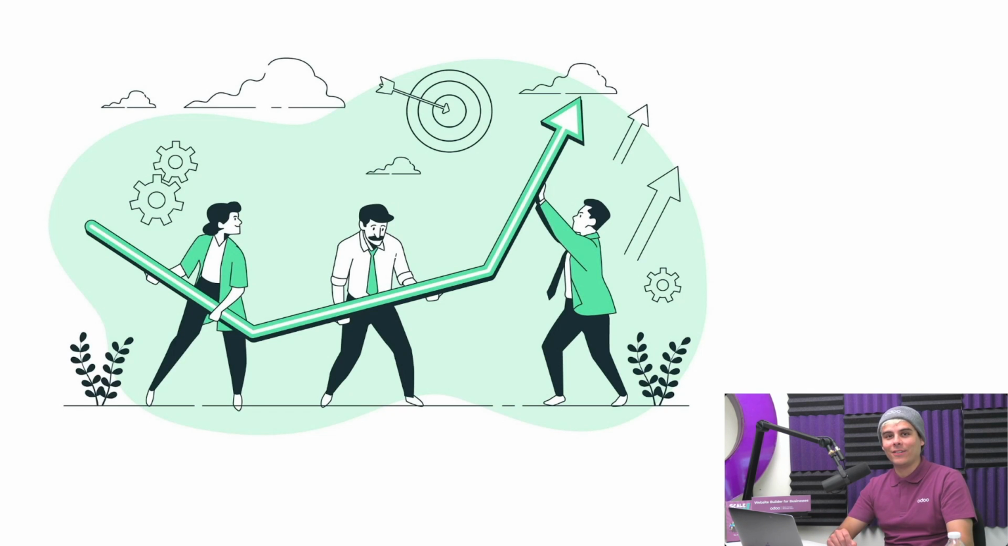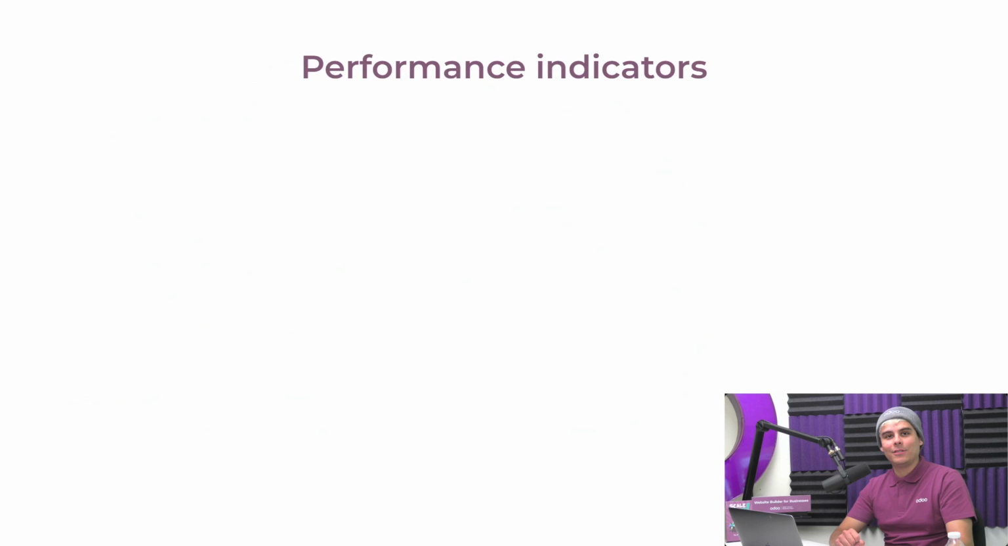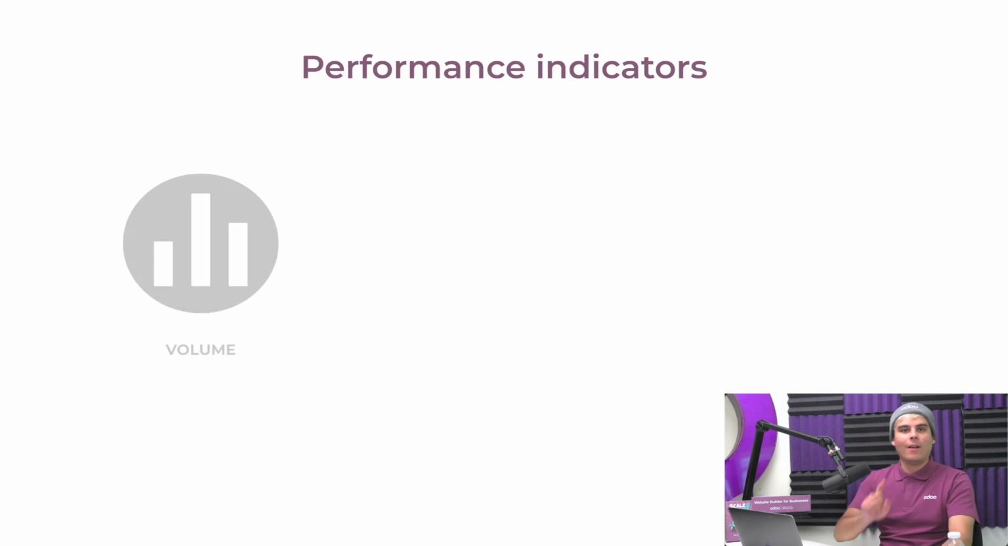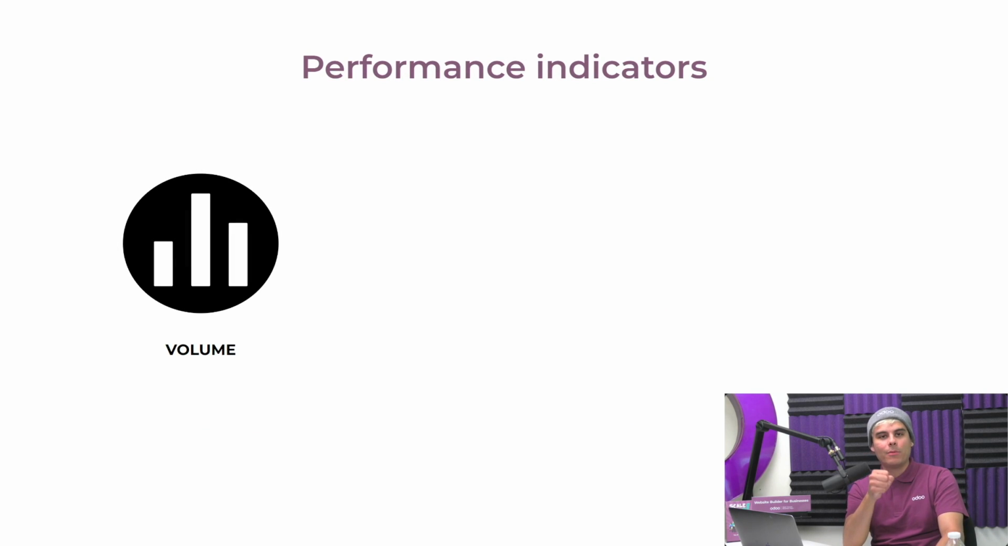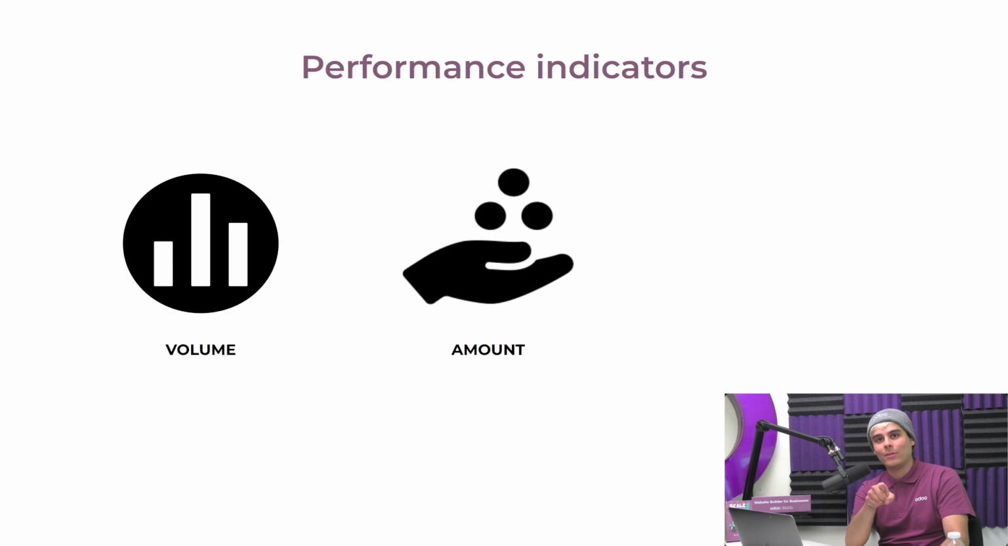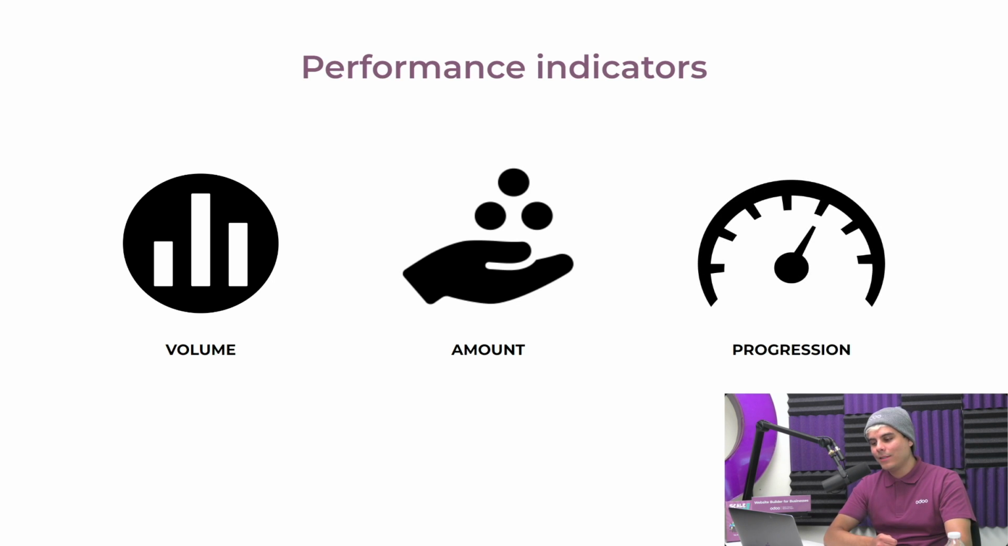You might as well. Now, the most common indicators used to evaluate performance are volume, for example, the number of new leads, sales orders, and customers you get; amounts, meaning the total dollar amount of products sold or invoices paid; and the last one is progression, like the time it takes to qualify a lead or to close a deal, measured over the course of days, weeks, months, years, any time span.